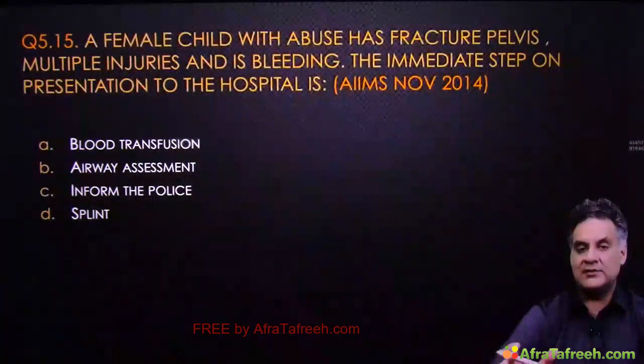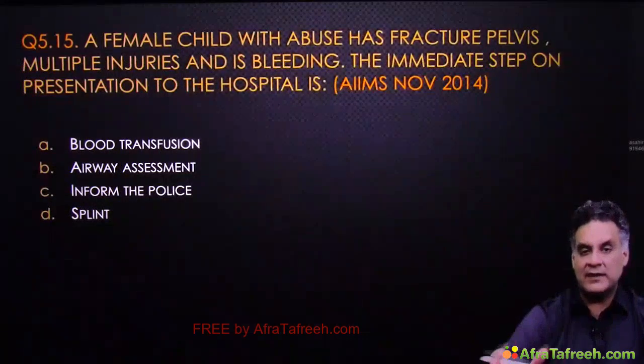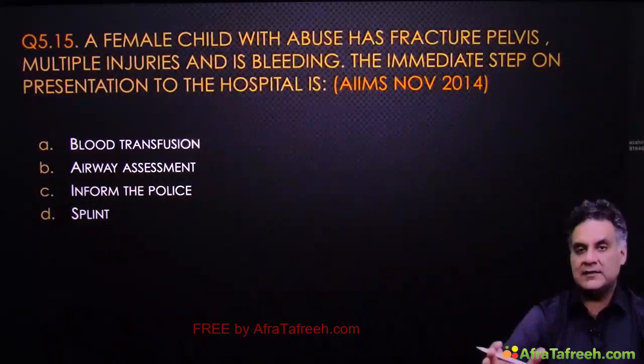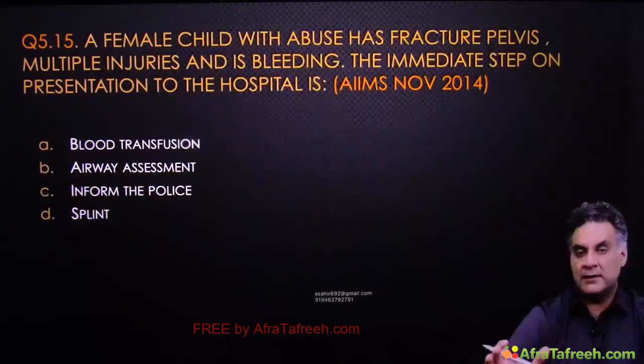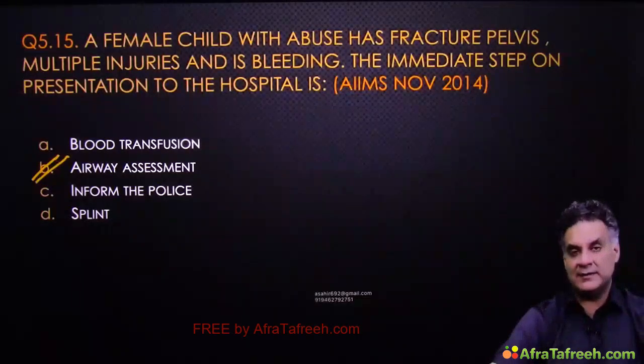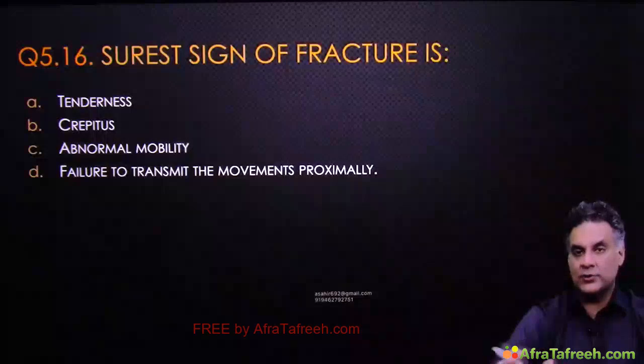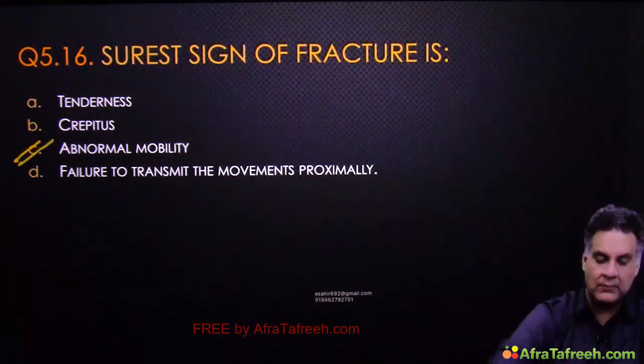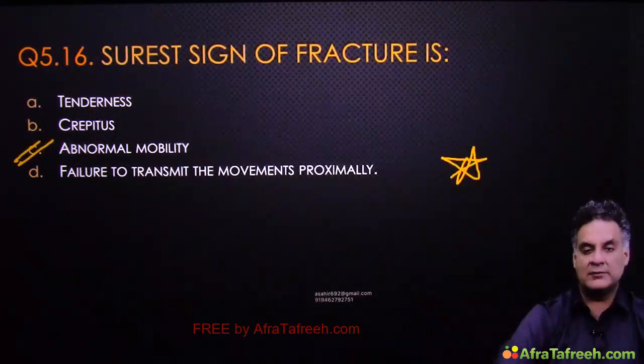A female child with history of abuse has a fracture of pelvis, multiple injury, immediate step on presentation. Remember, it's ABC. So airway will be number 1. And if there would have been cervical spine stabilization, that would have been better. Surest sign of a fracture, abnormal mobility. A very, very commonly asked question.